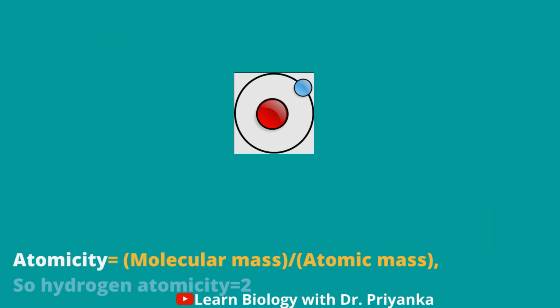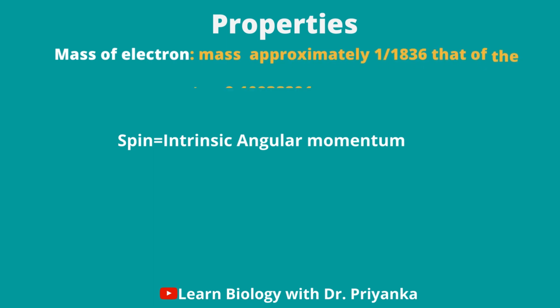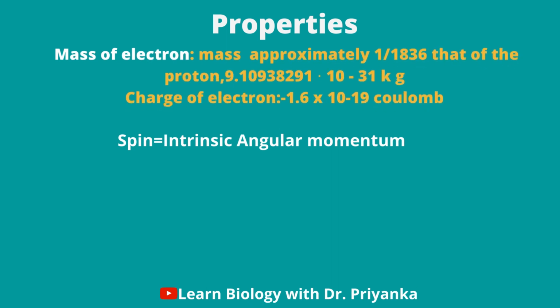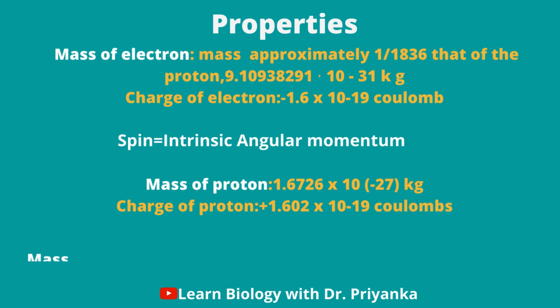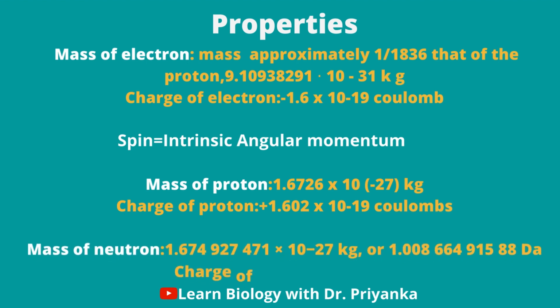Orbitals present in the atom. These are mass, charge, and spin. Mass, charge, and spin are the various important properties of any electron. So here we see that the mass of the electron is considered as 1/1836 times the mass of the proton, that is 9.10 × 10^-31 kg, and the charge of the electron is minus 1.6 × 10^-19 coulomb, and it also has some intrinsic angular momentum.